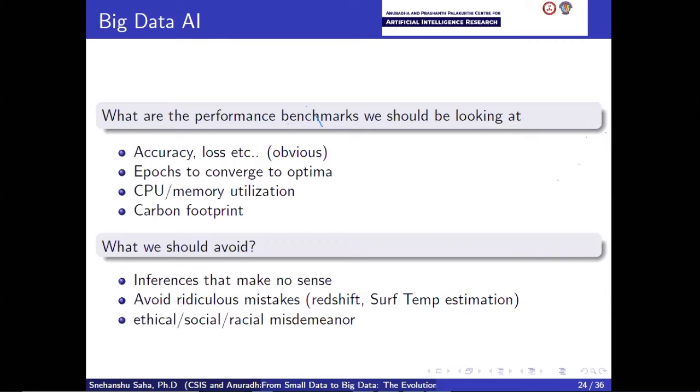And they claim 100% accuracy, which is right. There is nothing wrong with that claim. But how you achieve that 100% accuracy is a big question mark. Okay, all right. So this is a ridiculous mistake.